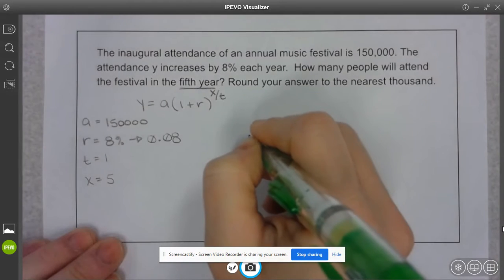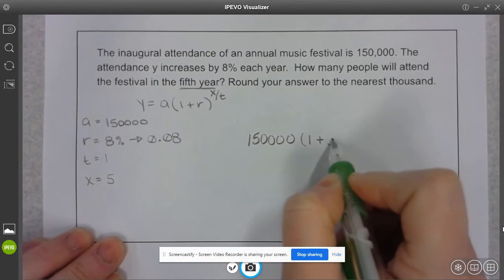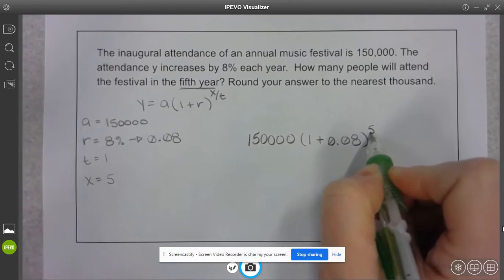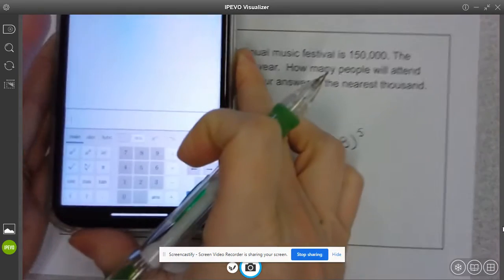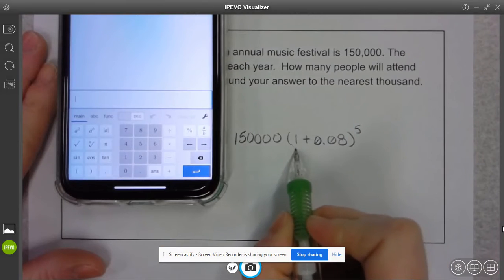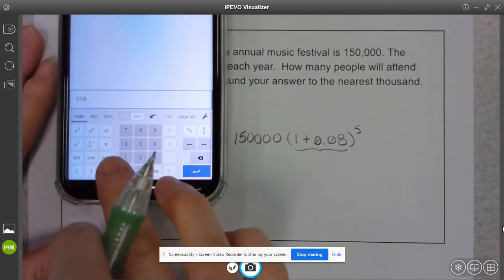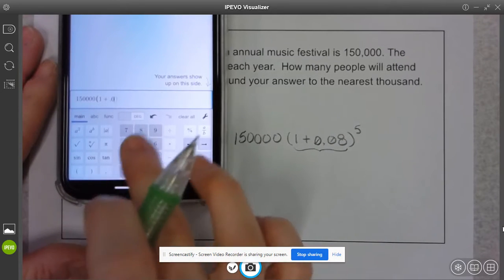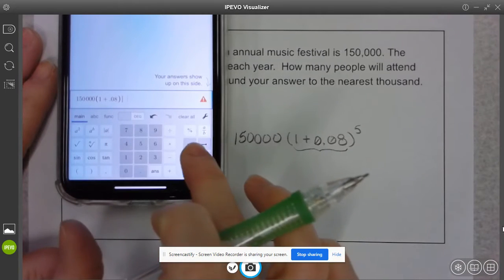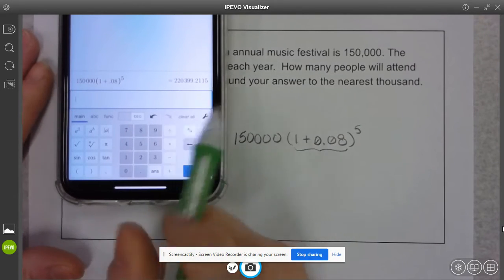So in this case, I have 150,000 times 1 plus 0.08 raised to the power of 5 divided by 1, which is just going to be 5. And I'm going to put that in my calculator the exact same way I see it here. You could also simplify this and do 1.08, and that would be fine too. Now to get to the exponent, I use this AB button right here. Oops, wrong one. And I'm going to put in 5. So this will be my attendance.